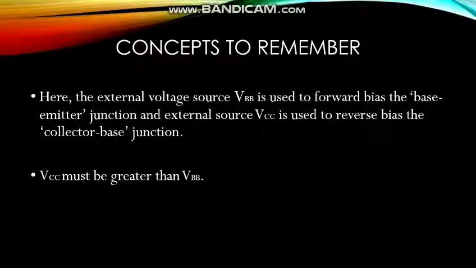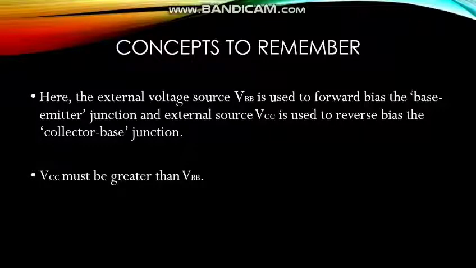Here the external voltage source VBB is used to forward bias the base emitter junction, and external voltage source VCC is used to reverse bias the collector base junction. I'll explain it to you when we encounter the diagram for this common emitter configuration. But for now, just understand this.